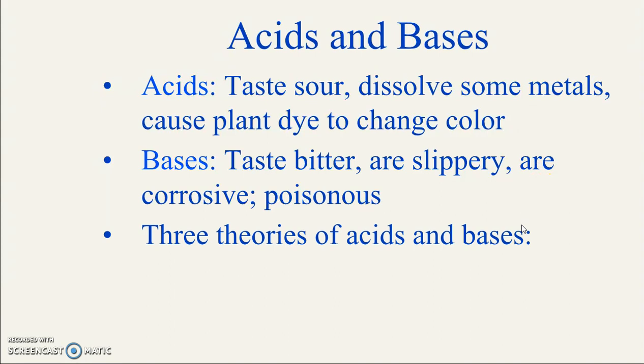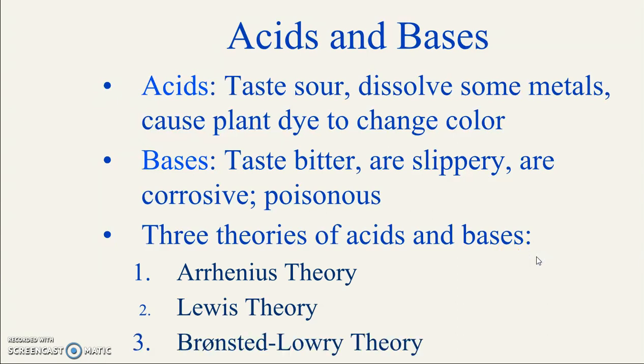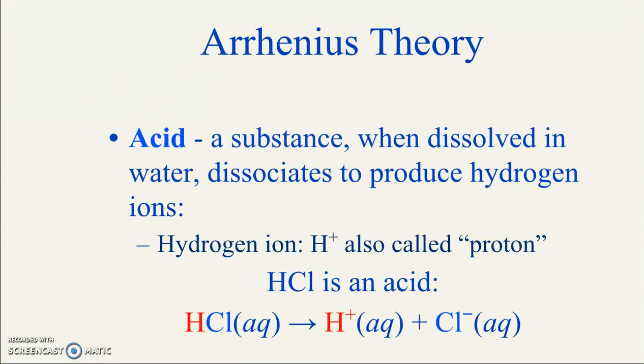So there's three theories of acids and bases. As far as what's an acid and what is a base, there's the Arrhenius, the Lewis, and the Bronsted-Lowry. So we're going to talk about all three of these and what their differences are. For Arrhenius, the definition of an Arrhenius acid is a substance that, when dissolved in water, dissociates to produce hydrogen ions. Makes sense. We associate hydrogen with acids. We associate high hydrogen concentrations with a low pH and an acidic solution.